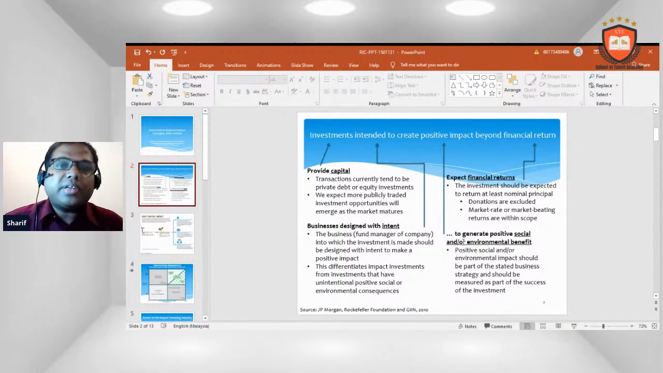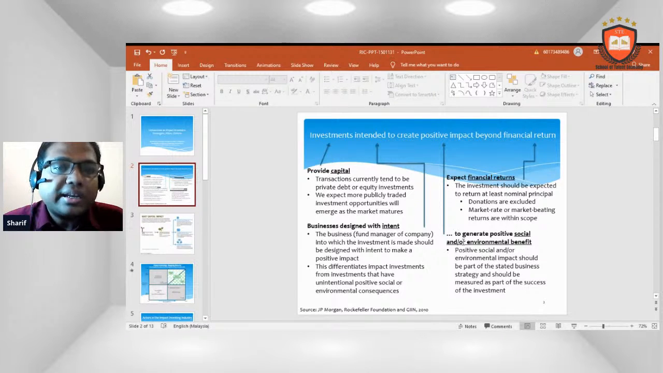Impact investment is very informative and effective, and in this way we can grow our economy and sustainability in an effective way. It is investment intended to create positive impact beyond financial return. It provides capital. Transactions currently tend to be private debt or equity investment. We expect more publicly traded investment opportunities will emerge as the market matures.